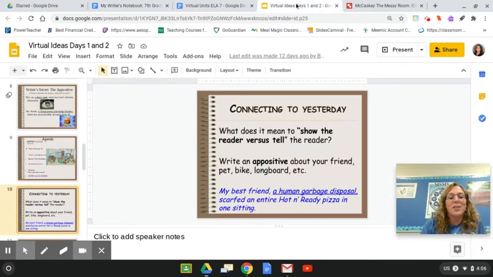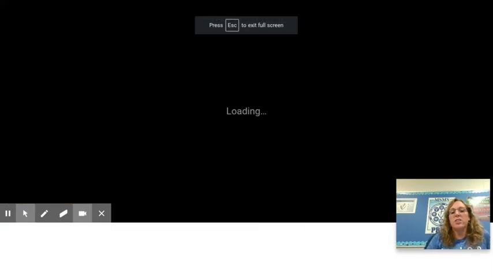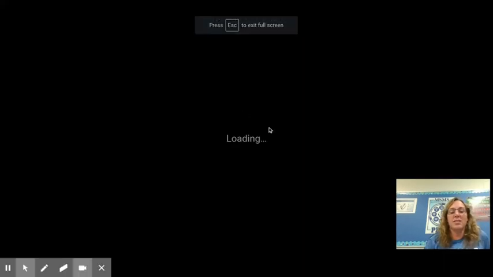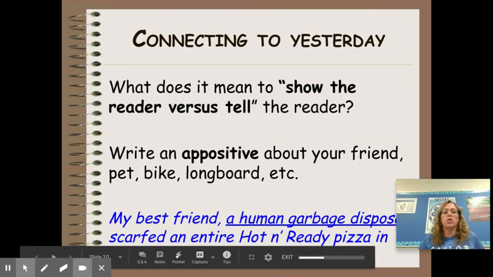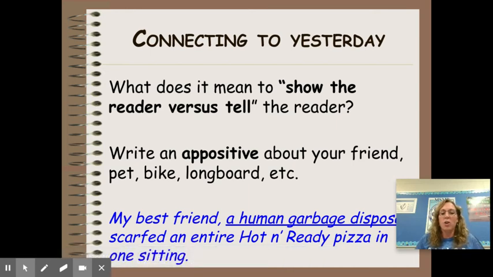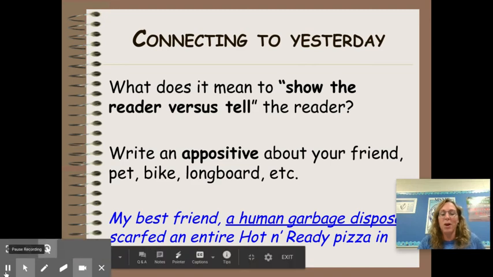All right, so let's take a look here. We're going to take a look at our connection to yesterday. So I want you just to take a minute and write a response to this question right here. What does it mean to show the reader versus just telling the reader? So just take a second, write a quick response. What does it mean to show the reader versus tell the reader? When you're done, go ahead and share a couple responses inside your crew. And teachers, go ahead and pause and take a couple of responses.